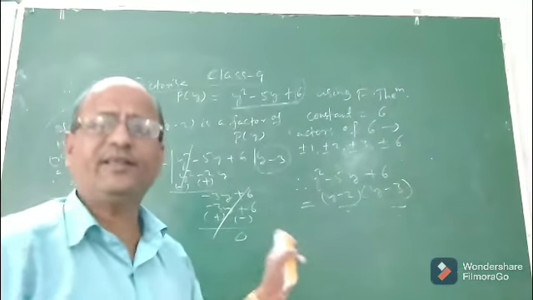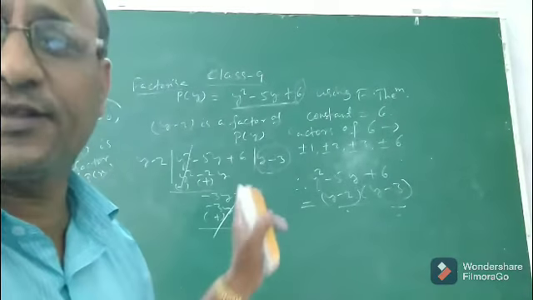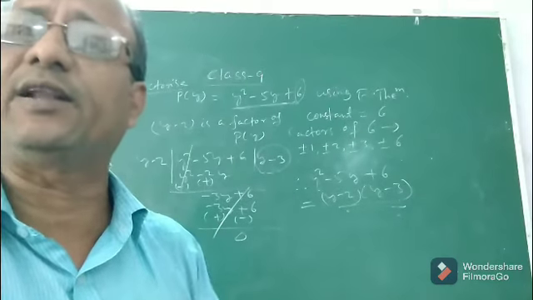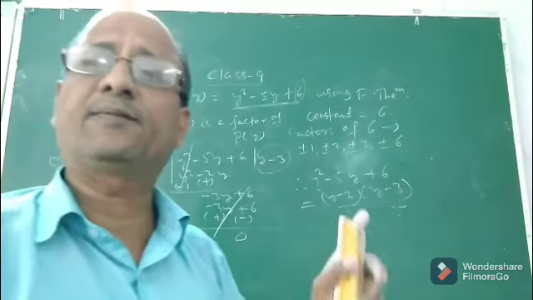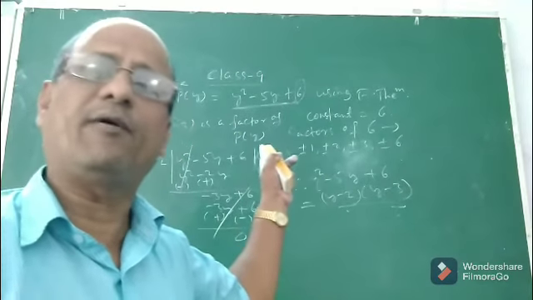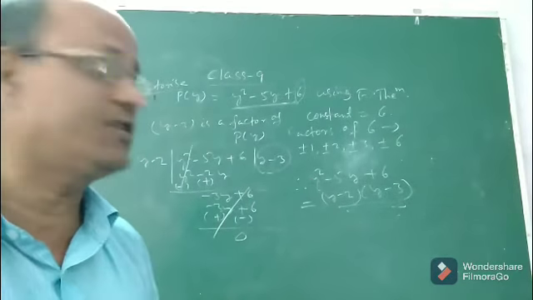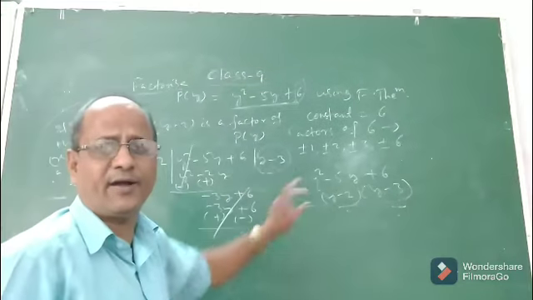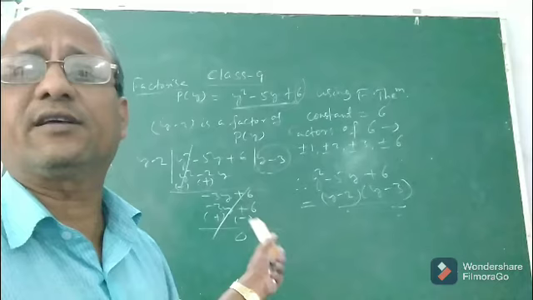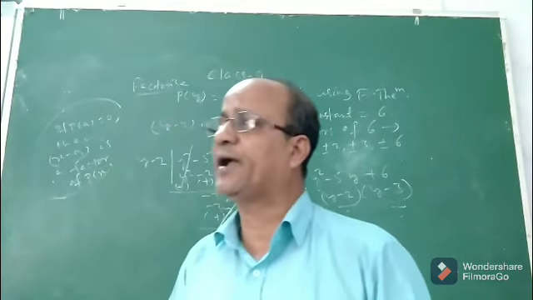See children, in this particular problem, how did we find the factorization of this given quadratic polynomial? Here we did not use any identity. We did not use the splitting the middle term factorization method. This can also be done by splitting the middle term, which you have already read in class 8. But here the question is to factorize using the factor theorem. So I used the factor theorem and found the factorization. So these are the steps to factorize any polynomial, of any degree, using the factor theorem.